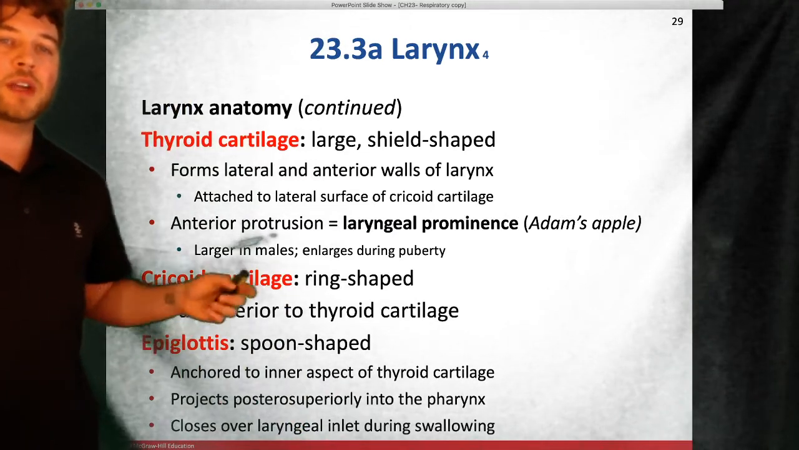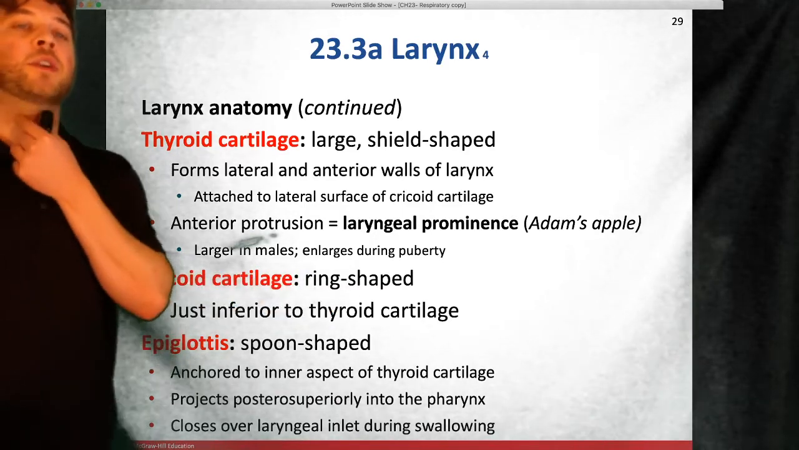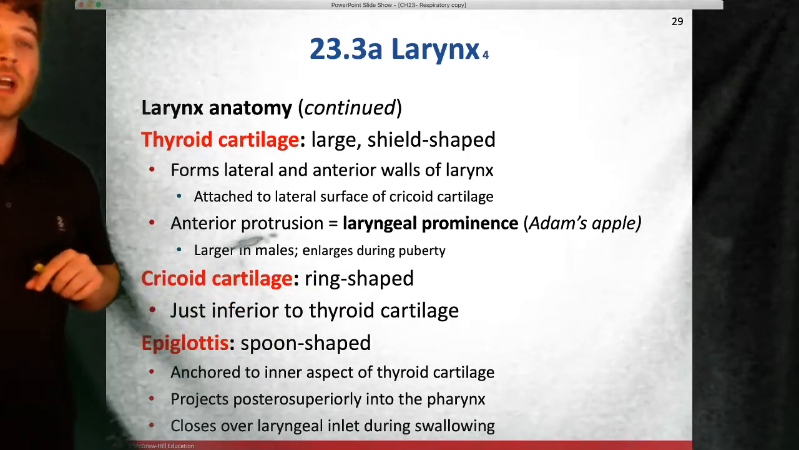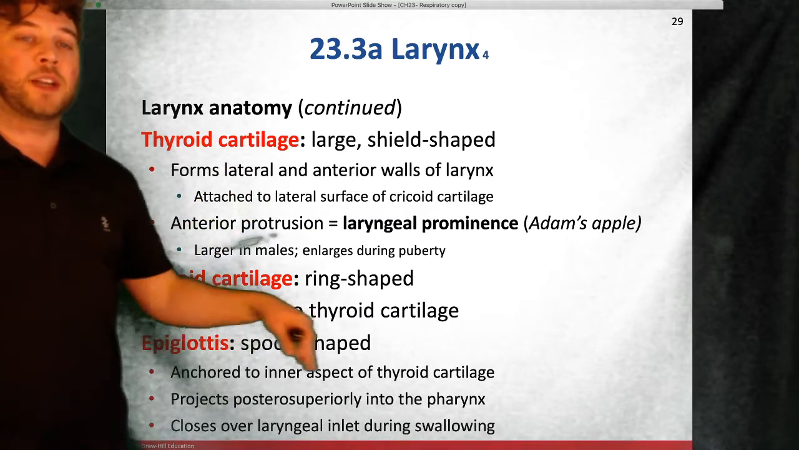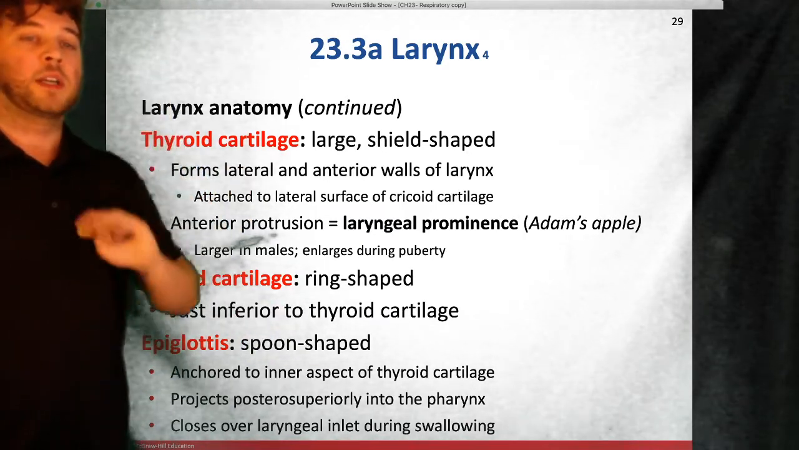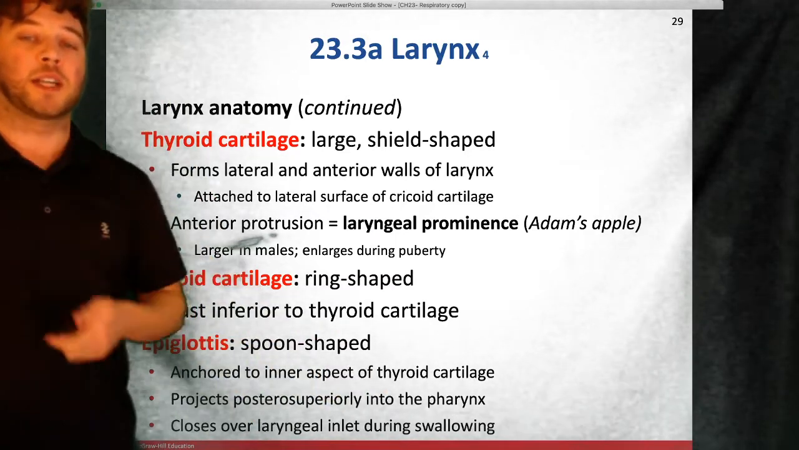You have the cricoid cartilage, which is just inferior to the thyroid cartilage, so just below the thyroid cartilage. And then at the top you have your epiglottis, which is spoon-shaped. It's anchored to the inner aspect of the thyroid cartilage. It projects upward and closes the laryngeal inlet during swallowing. So again, that inlet, that opening of the larynx.